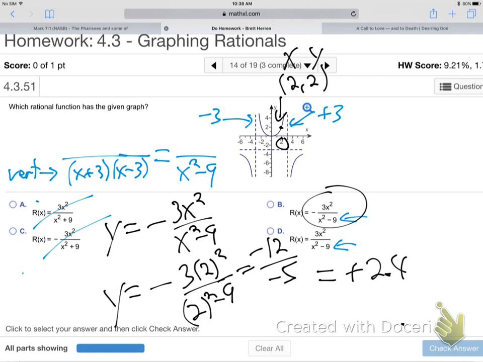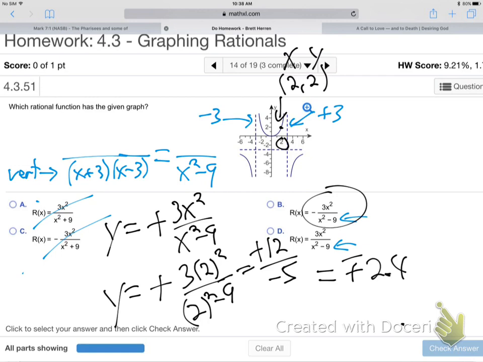Everybody, did I do that too quick, right? 4 minus 9, negative 5, 2 negatives, positive. That looks right. I'm sure it's B. If you plugged into D, the D would have a positive out here, right? And then that would come out negative 2.4. Certainly wrong. D is wrong.